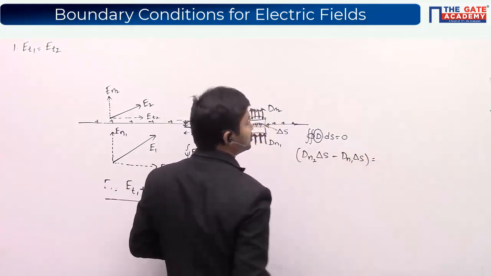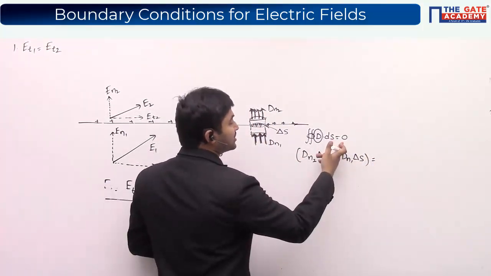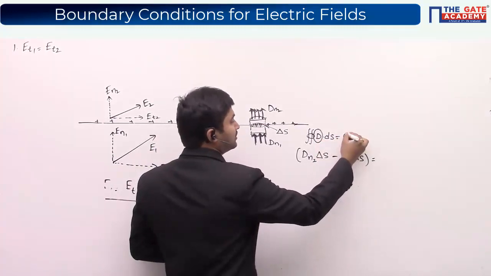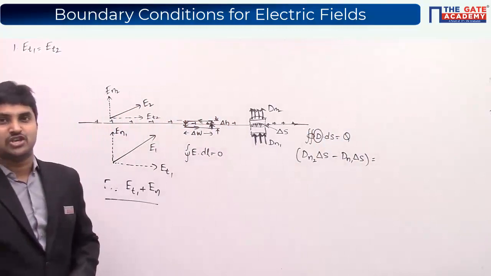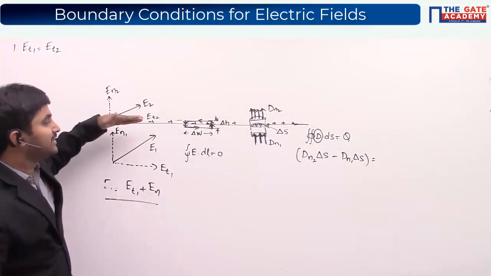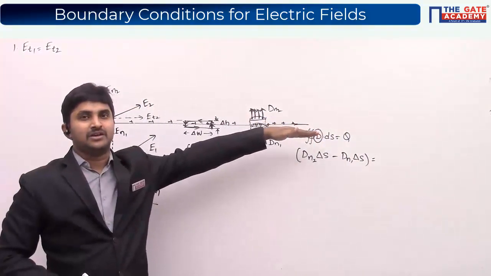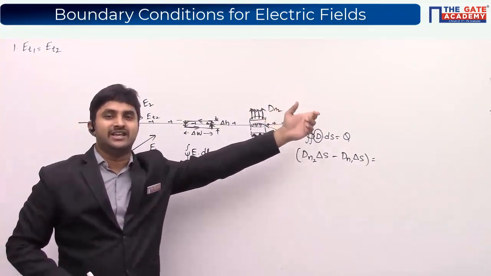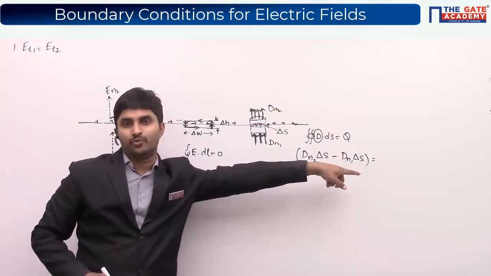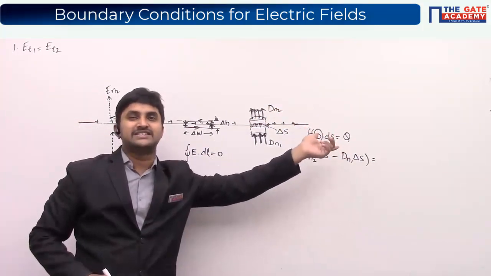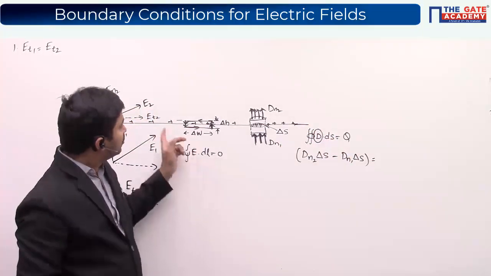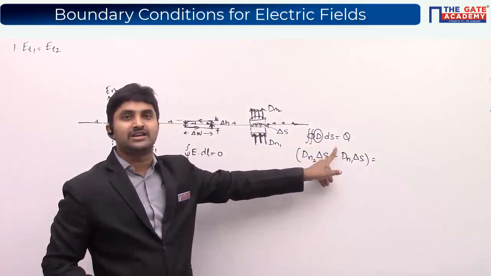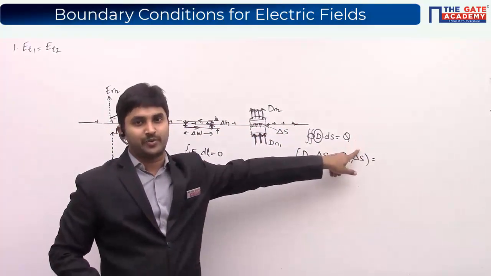This would be equal to what? Why am I considering 0 here? I should be considering Q, because this particular interface is now charged. If this interface is not charged, then yes, according to Gauss law, it should be equal to 0. But if this interface is charged, then the closed surface integral of D dot dS is equal to the charge which is enclosed by it.